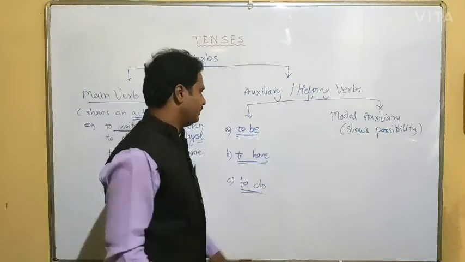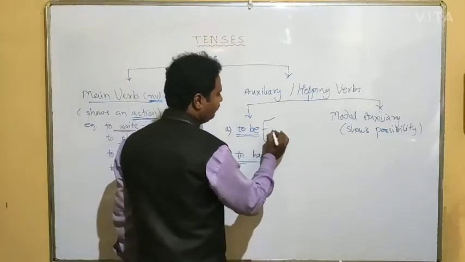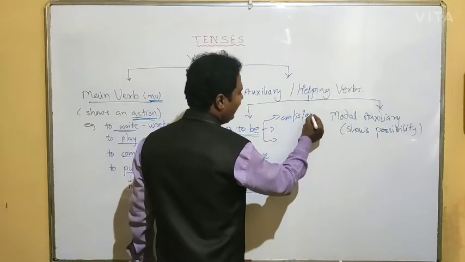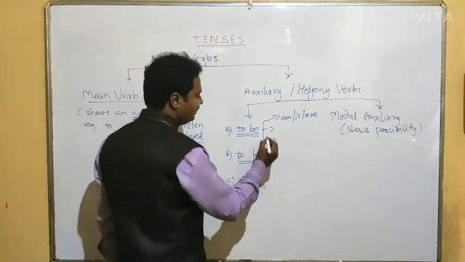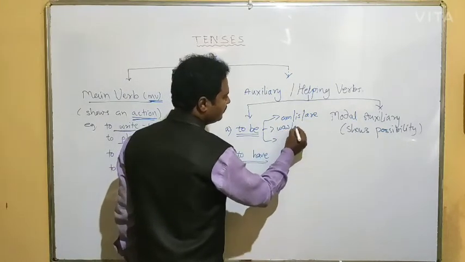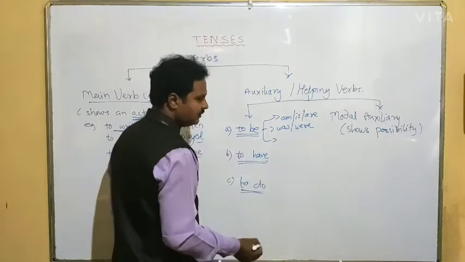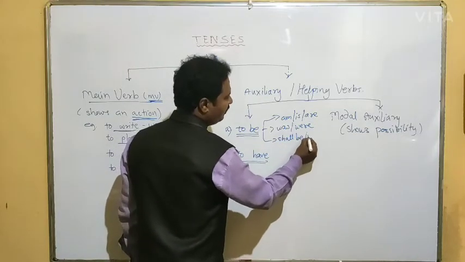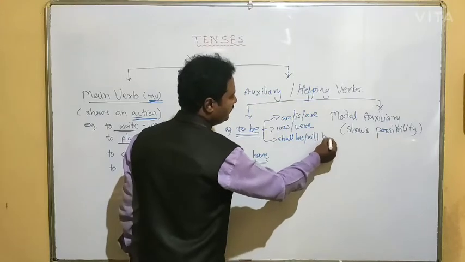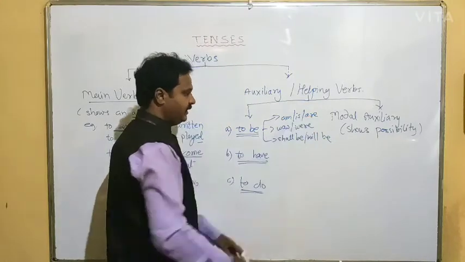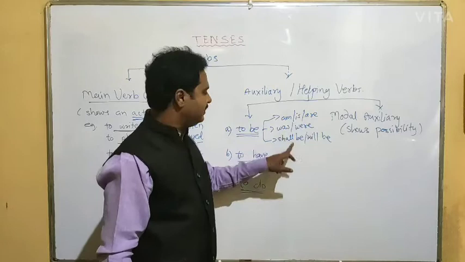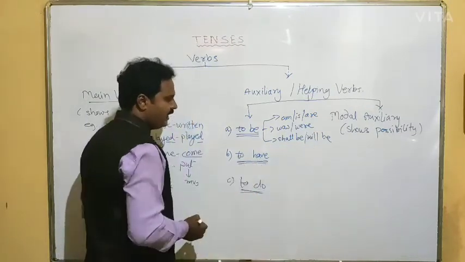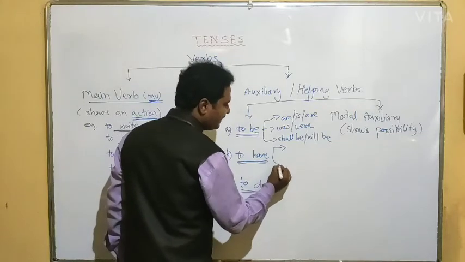These and modal auxiliary. To be has three forms: am, is, are, was, were, and shall be or will be. Am, is, are show present tense, was, were show past tense, and shall be, will be show future tense. We use to have to show the perfect tense.